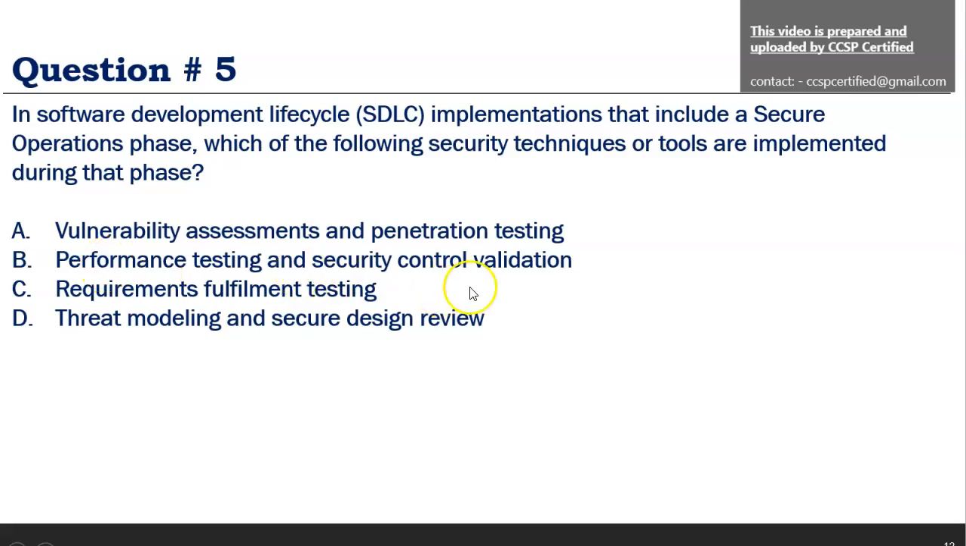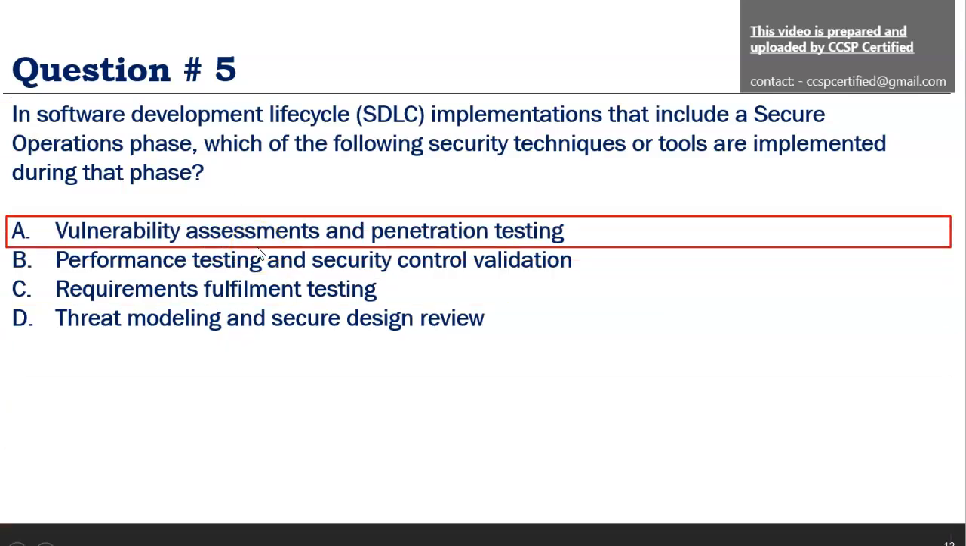Performance testing and security control validation also happen prior to the application going live in production, because you are doing some performance testing, stress testing and load testing, and seeing how efficiently it is able to handle it, and this is before the application goes live to the users. So only the option of vulnerability assessment and pen test remains, which is correct in this scenario.